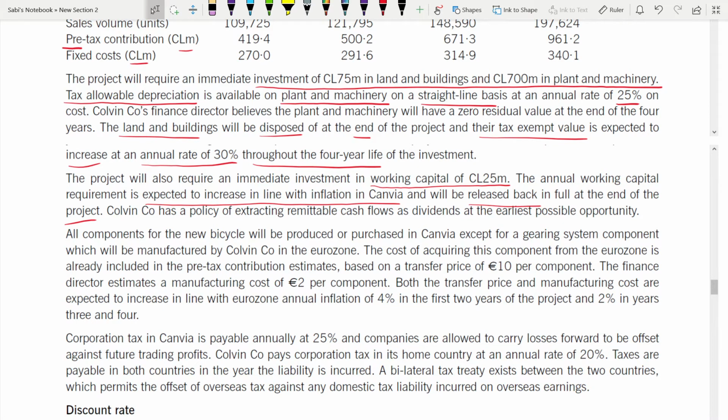All components for the new bicycle will be produced or purchased in Canada, except for a gearing system component which will be manufactured by Colvin in the Eurozone. So except for the gearing system, which is manufactured in the Eurozone, this currency is different. Rest all will be purchased and produced in Canada. So the cost of acquiring this component from the Eurozone is already included in the pre-tax contribution estimates.